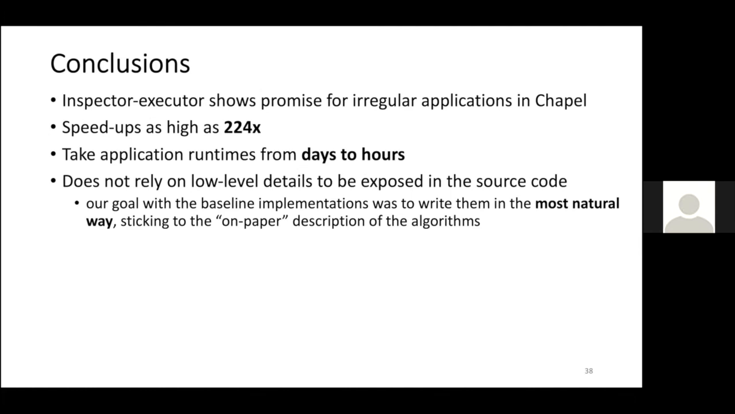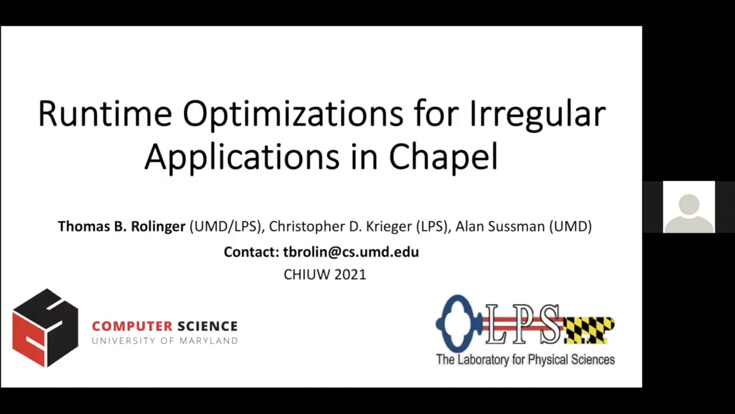The other thing worth mentioning is that this optimization doesn't really rely on low-level details being exposed in the code. We tried to stick as close as we could to the philosophy of separating the algorithm from the data distribution. Our baseline implementations are very close to the on-paper description of the algorithms. That's promising to us because it means a majority of the code written by non-Chapel experts could benefit from our optimization. I'd be happy to take any questions, and thanks for listening.